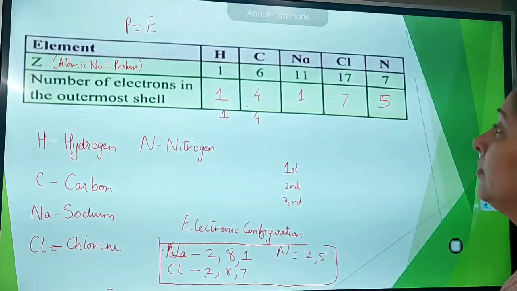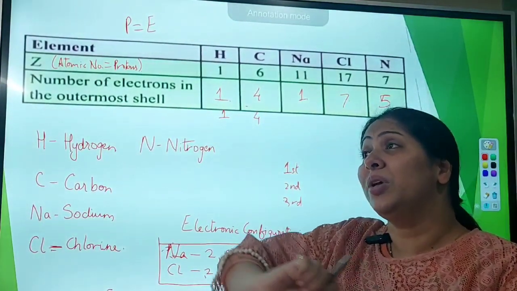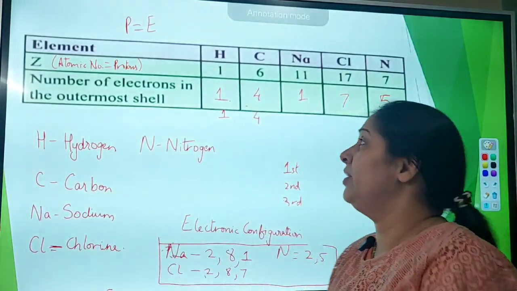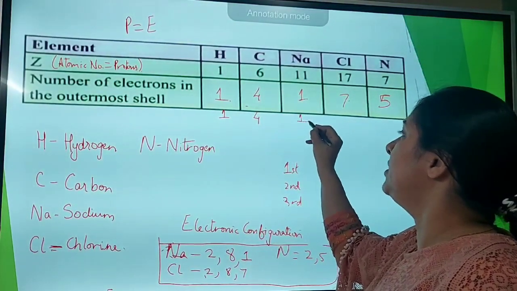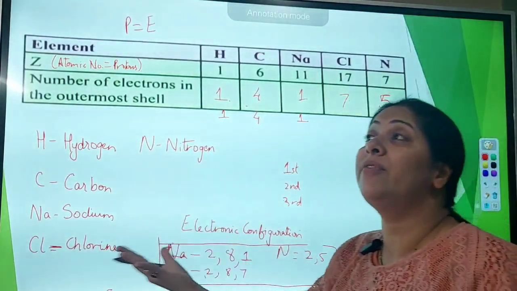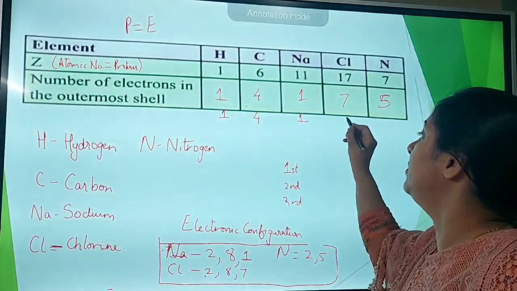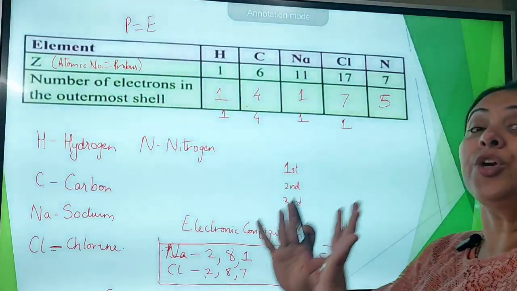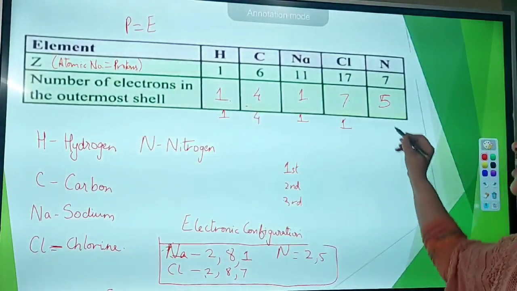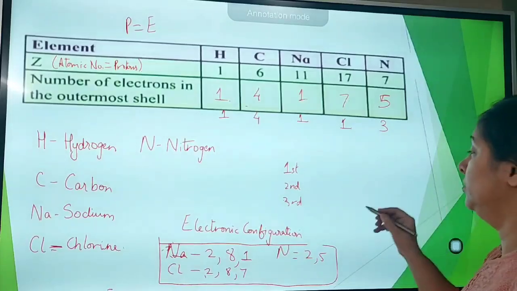Okay, sodium last shell में 1 है. Is it easier to give away 1 or accept 7? Easier to give away 1. Let me write this. Easier to give away 7 or accept 1? Easier to accept 1. Easier to give away 5 or accept 3? Easier to accept 3.